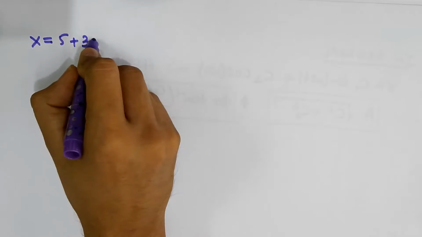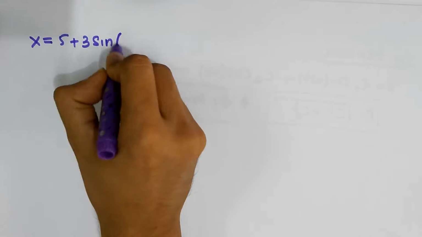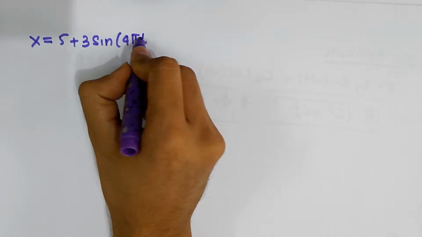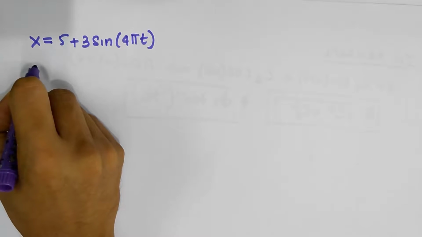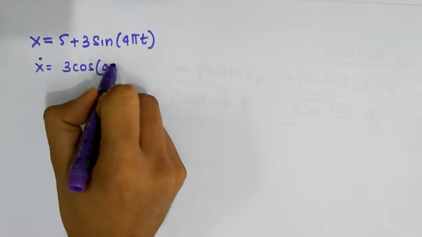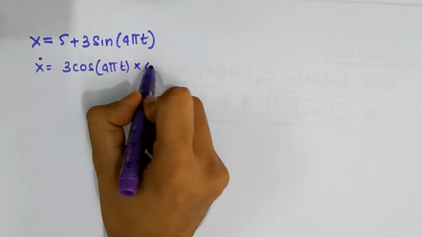We have x, which is given as 5 plus 3 sine 4 pi t. We need to figure out whether that is simple harmonic. Alright, so what do we do? Well, we double differentiate this. Let's differentiate this once. I'll just put x dot because I'm lazy. I'll get 3 cos 4 pi t times 4 pi.